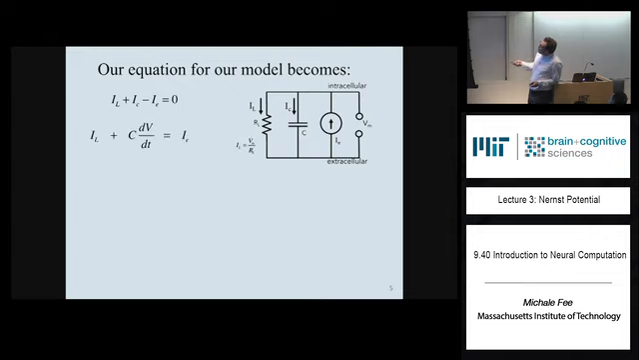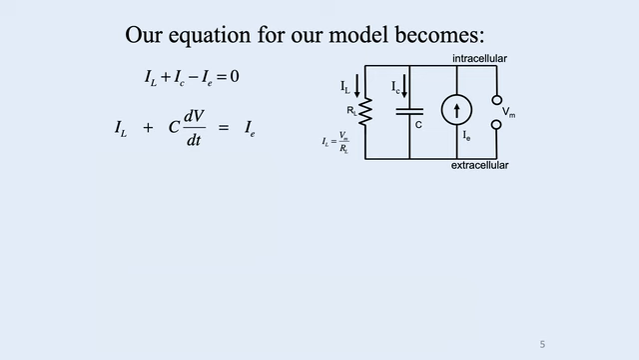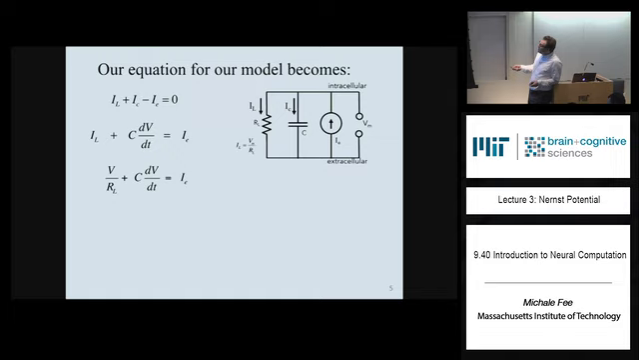And we also have an expression here for the capacitive current. The capacitive current through this capacitor is just C dV/dt. So we make those two substitutions, and we have this expression that relates the voltage in the cell to the injected current.